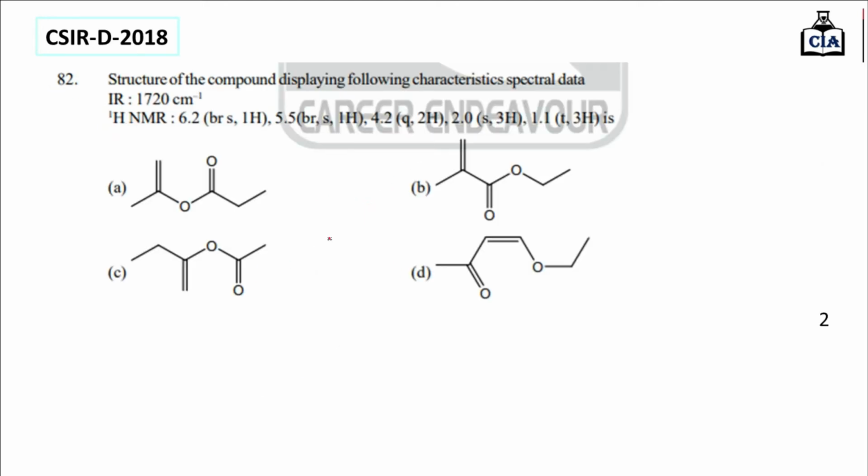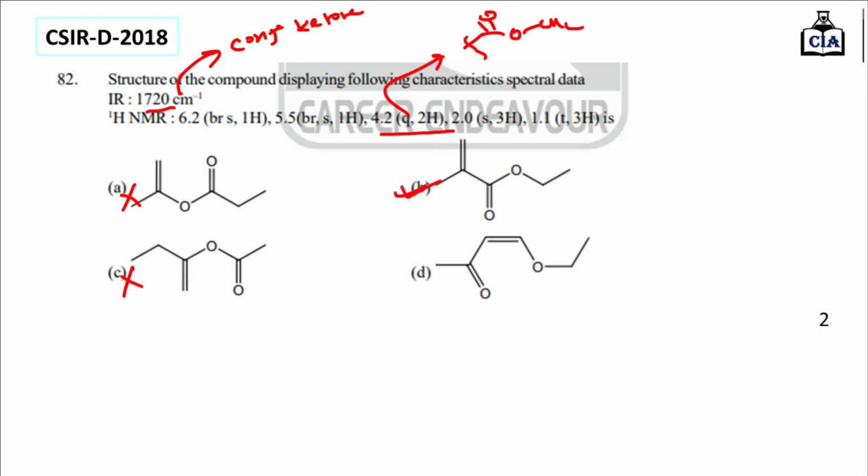Now next, in this question we have to find out the correct structure of the organic compound. This IR value 1720 indicates that our compound is a conjugated ketone. So option B or D might be correct, and options A and C are incorrect. Now if you look at our chemical shift value 4.2 ppm, quartet for 2 hydrogens, this indicates that our compound has COOCH2 functionality. Just check which option has this functionality. Option B has this functionality, that is COOCH2. Hence option B is the correct answer.